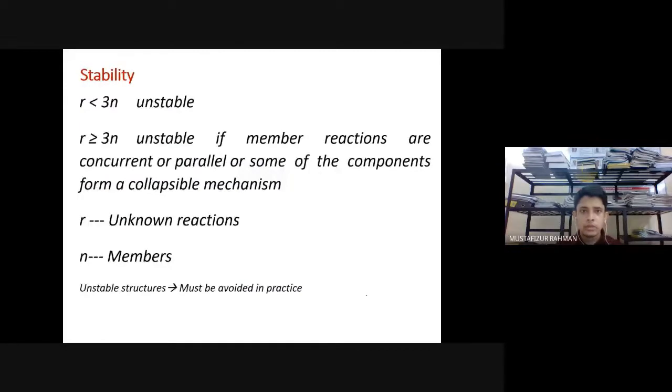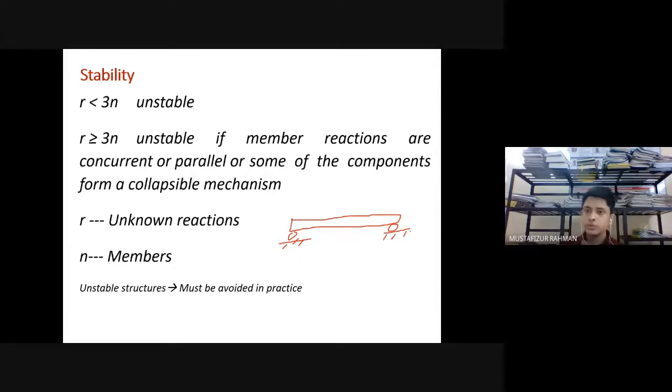Now we have seen that if the number of unknown forces is more than the equations of static equilibrium, then it is statically indeterminate. If it is equal, then it is statically determinate. What happens if the number of unknown forces is less than the equations of static equilibrium? For example, we have a beam here. Pardon the drawing, I'm using a mouse.